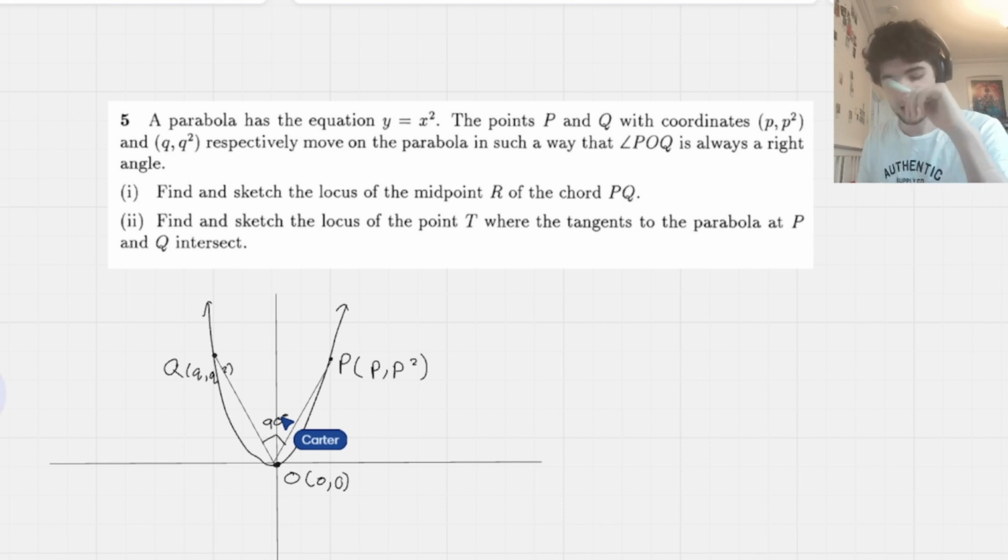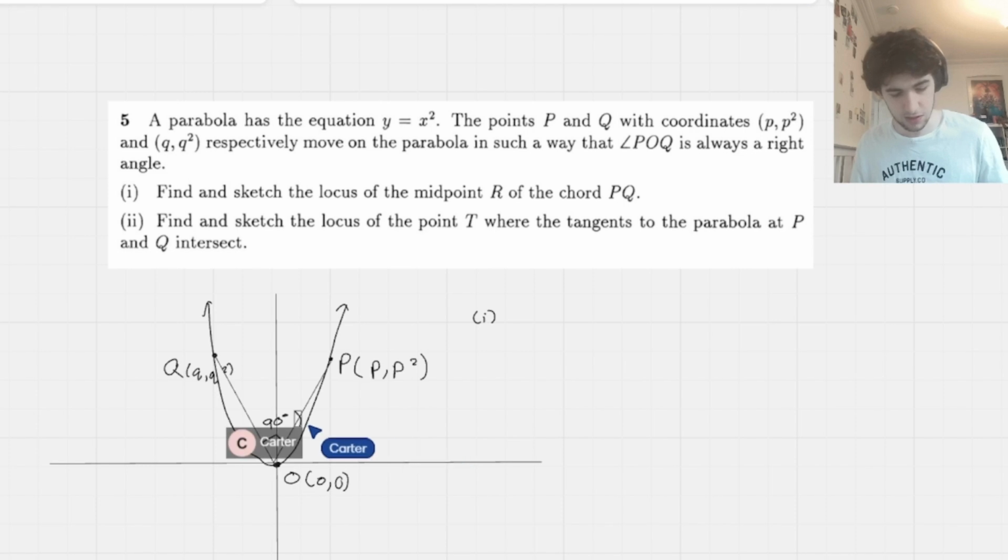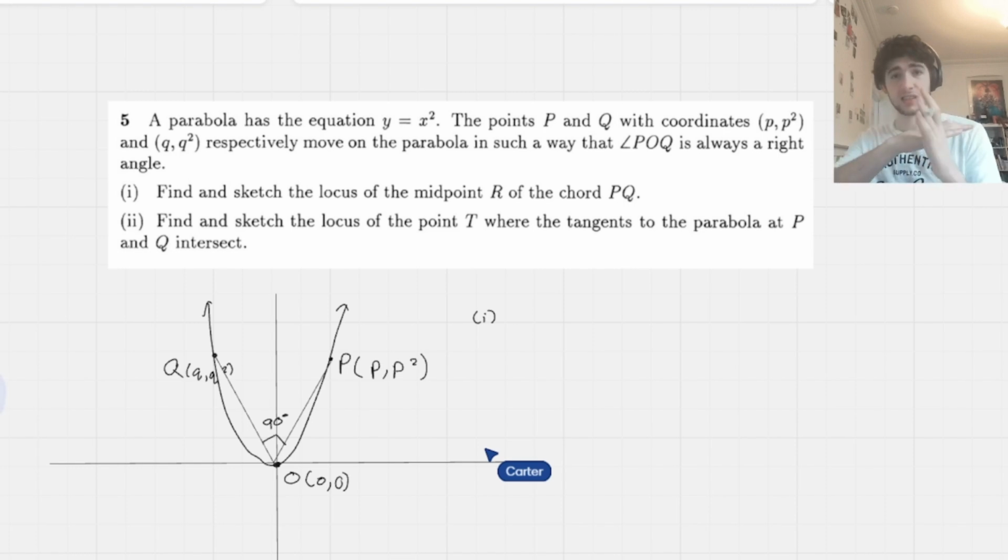Well, first things first, we know this is 90 degrees, right? So because we know that's 90 degrees, these two lines are going to be perpendicular. That's effectively what it means to be perpendicular: you have two lines that are 90 degrees to one another. Which means that the gradient of one is the negative reciprocal of the gradient of the other, right?